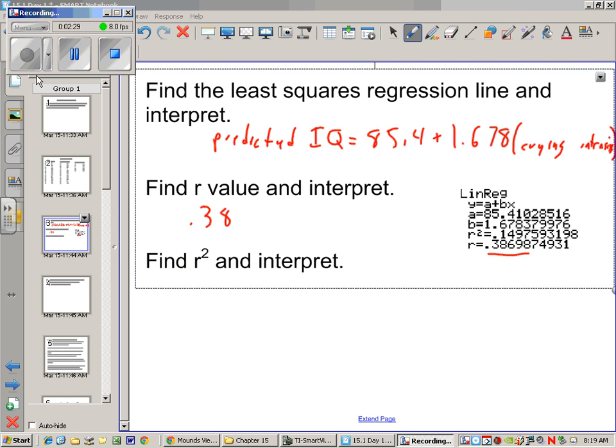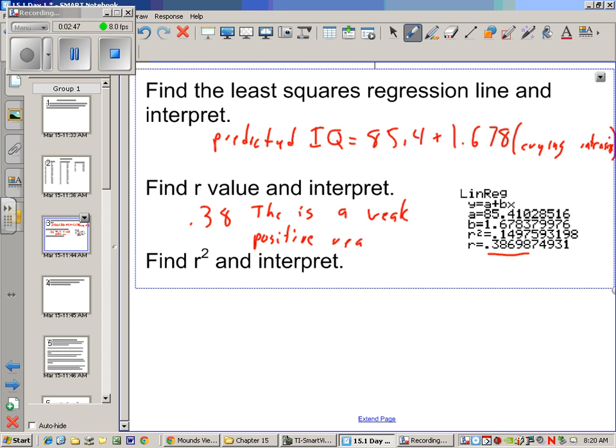And the R value, the 0.38, tells us that there is a moderate to weak, probably weak, positive relationship between crying intensity and predicted IQ scores.